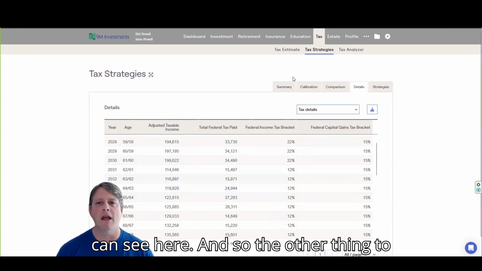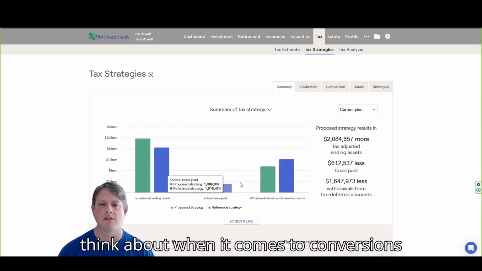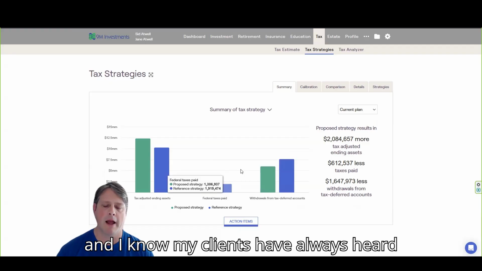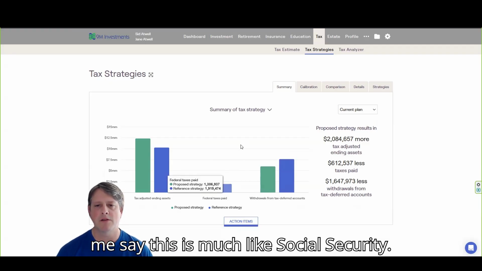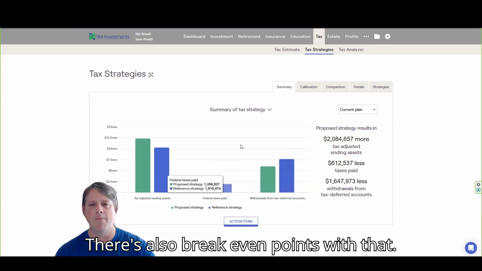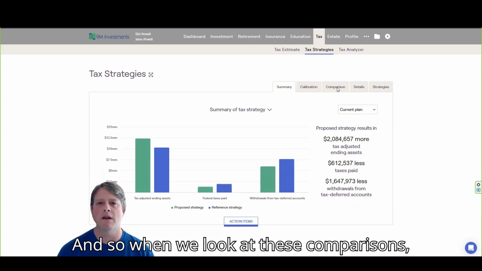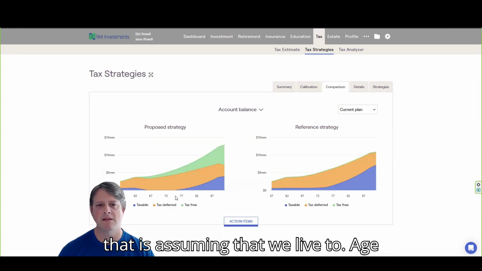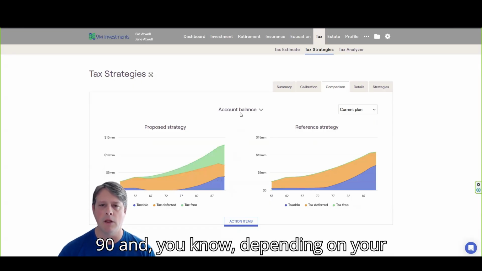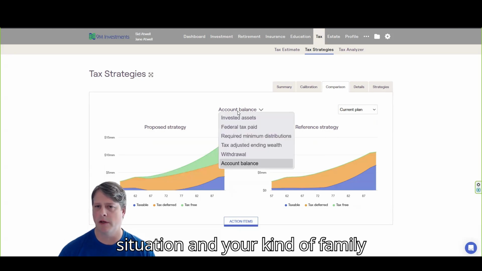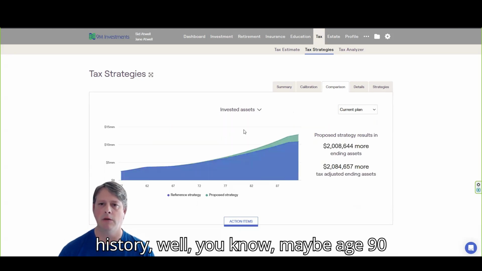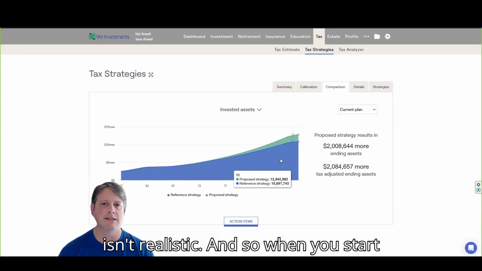And so the other thing to think about when it comes to conversions, and I know my clients have always heard me say this, is much like Social Security, there's also break even points with that. And so when we look at these comparisons, that is assuming that we live to age 90. And depending on your situation and your family history, well, maybe age 90 isn't realistic.